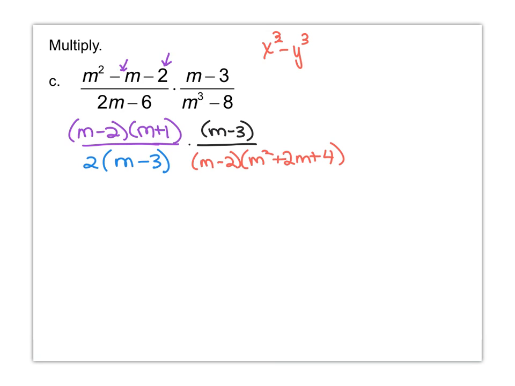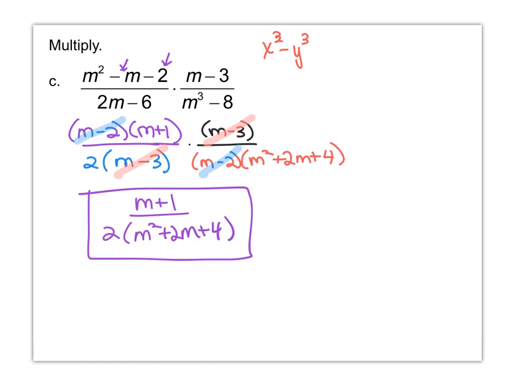Now when we multiply all of these, we can divide out any common factors that we see in the numerator and the denominator. We do have an m minus 2 factor in the numerator that can divide out with an m minus 2 factor in the denominator. We also have an m minus 3 factor in the numerator that can divide out with an m minus 3 factor in the denominator. So we can write what's left over after simplifying. We can write it as m plus 1 in the numerator and 2 times the quantity m squared plus 2m plus 4 in the denominator. And that is our answer in factored form.